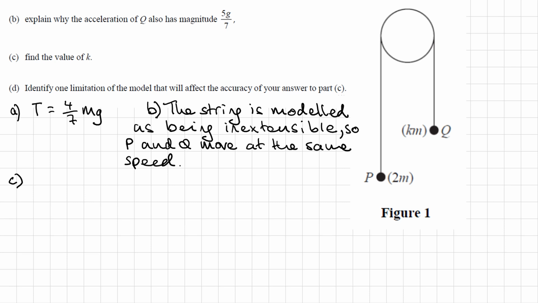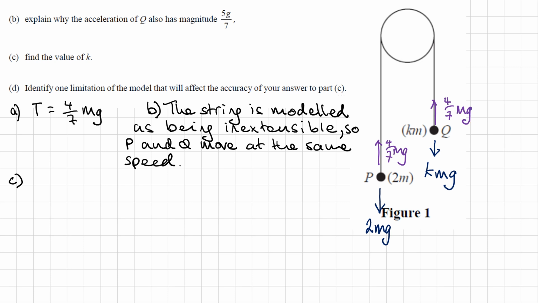Part C: it's asking us to find the value of k. To do that, we are going to need an equation of motion for Q. So let me put the forces back on again. We have 2mg as the weight of P, and the weight of Q, kmg. We have the tension now, which we calculated, and that tension is 4/7 mg for both. So 4/7 mg.